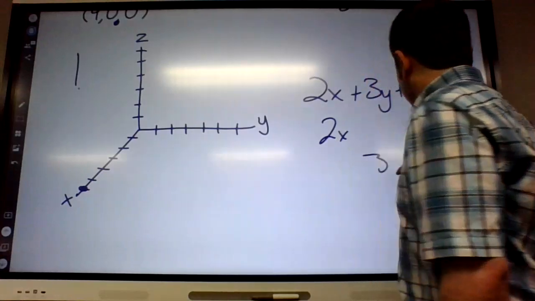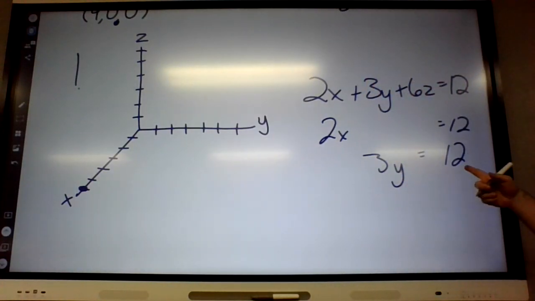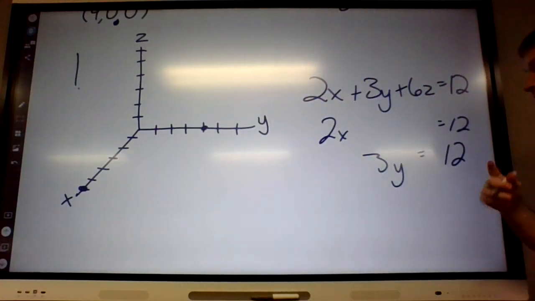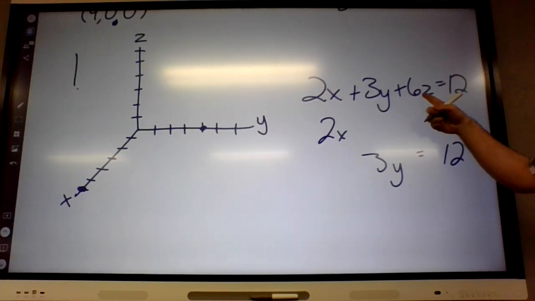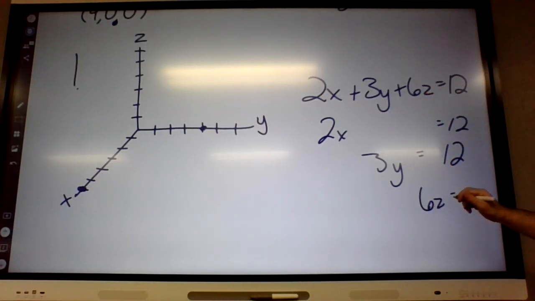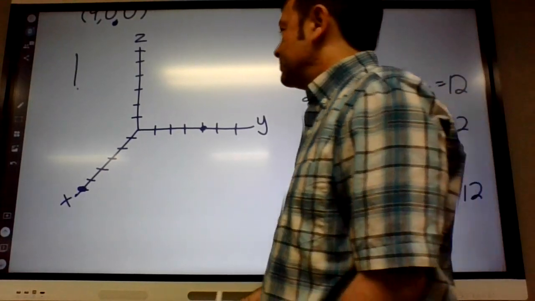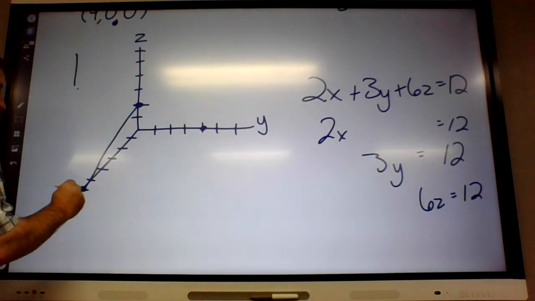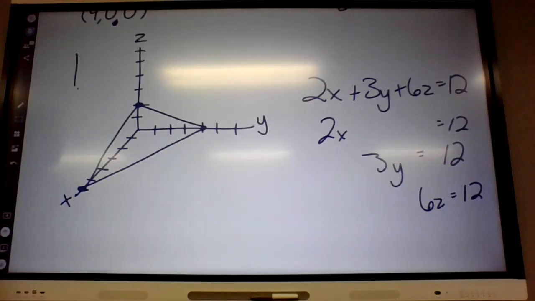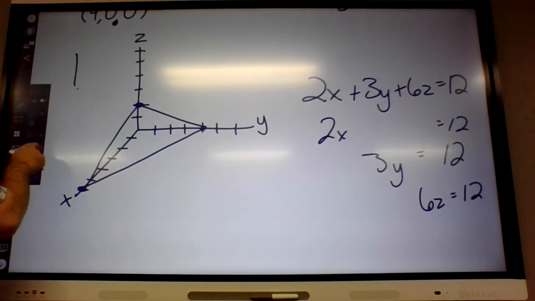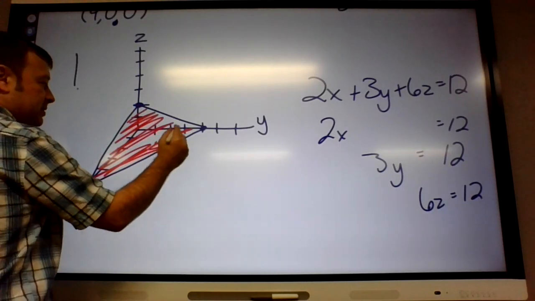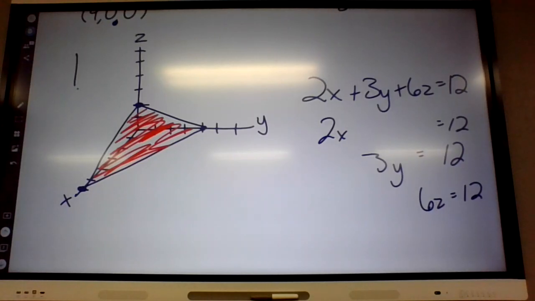Okay, the y value, 3y, that's ugly, 3y equals 12. So the y value will be 4. The y-intercept will be 0, 4, 0. And the z value, 6z equals 12. So divide by 6, and we get 2. Put a pretty little dot right there. Connect the dots. Okay, and this is where having a pencil is preferable, but we're just going to lightly shade in that plane. This one is a lot easier to visualize than the example I made up.